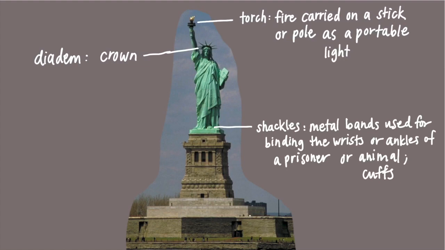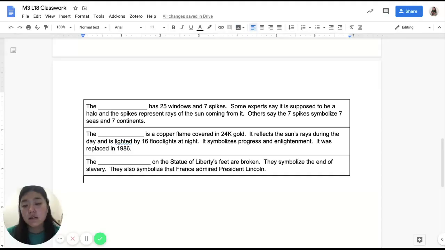And I'm going to give you some hints. So here are your clues. I gave you three different pieces of information for the three different elements I want you to think about. So I'm going to read out loud, and I want you to think about which element should fit in which box or blank. The blank has 25 windows and 7 spikes. Some experts say it is supposed to be a halo, and the spikes represent rays of the sun coming from it. Others say the 7 spikes symbolize 7 seas and 7 continents.